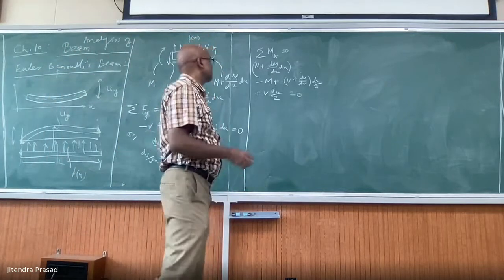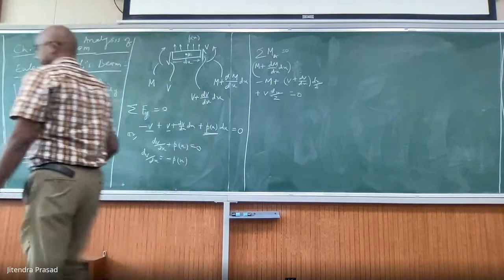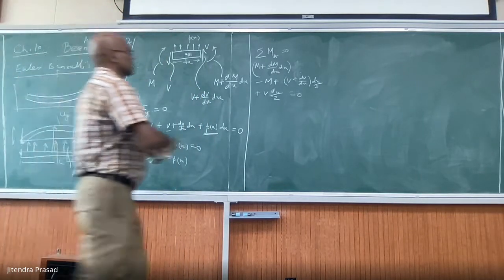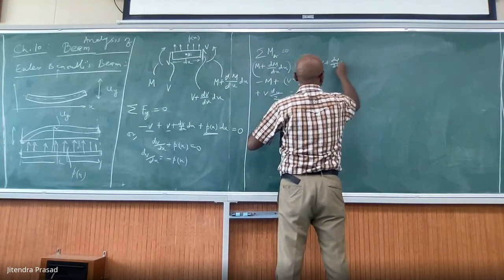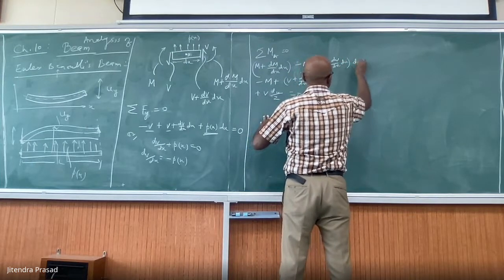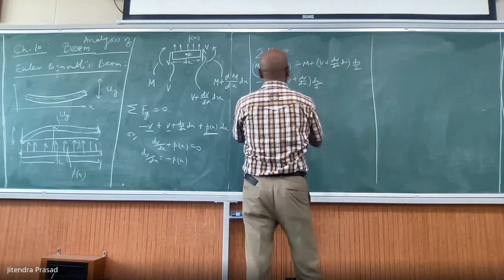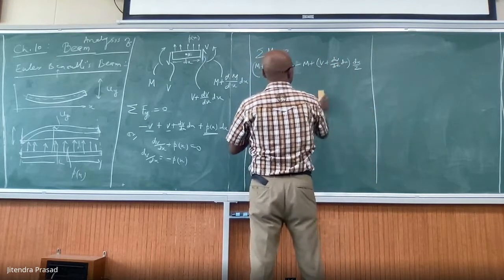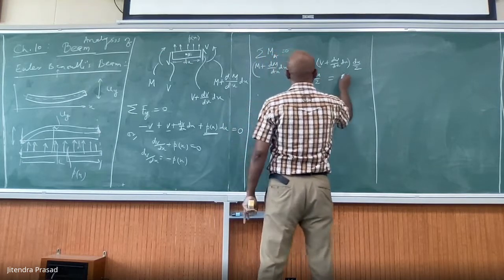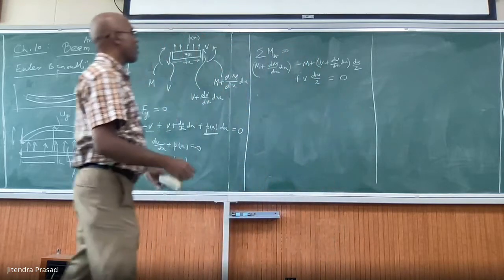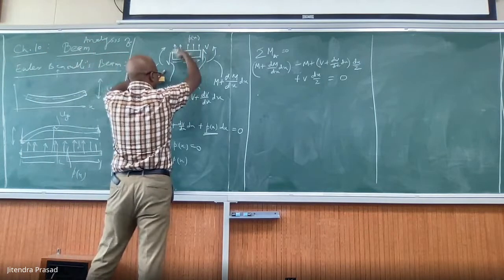Yeah. So it should be V plus del V by del X by del X. Here, minus M plus V plus dV over dX multiplied by dX over 2. Like that. So we have that, and then we have V dX equal to 0, right? Minus V dX. No, it will be plus only. Anti-clockwise, no?